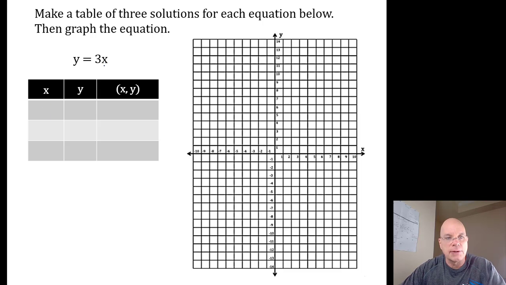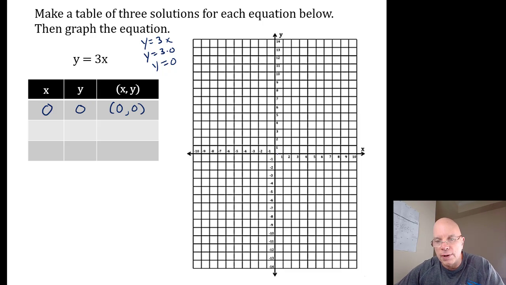I think the easiest value I could pick for x would be 0. Because if y equals 3x, and I substitute 0 for x, 3 multiplied by 0 is just 0, so y would equal 0. So when x is 0, y is 0, so the origin is one point on my line. You can graph that.